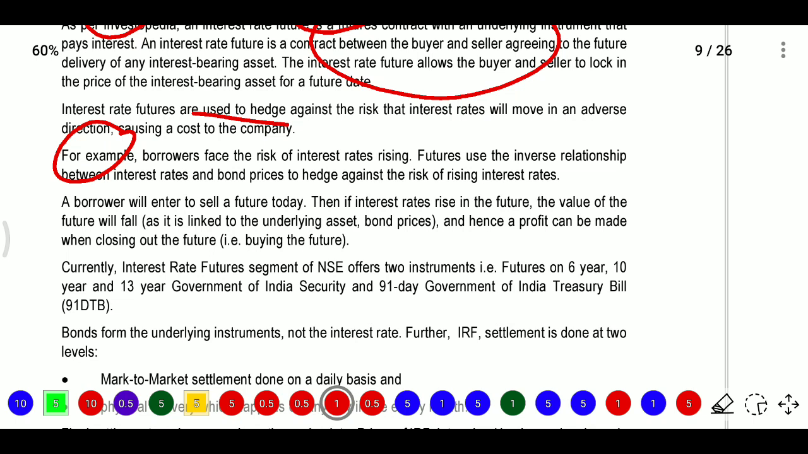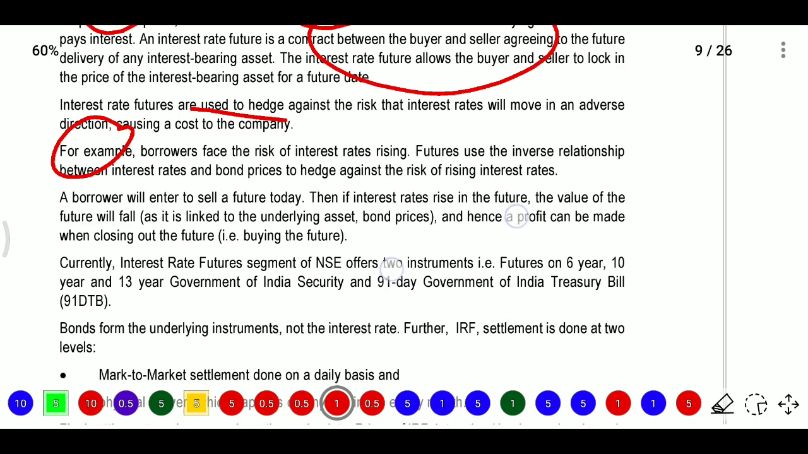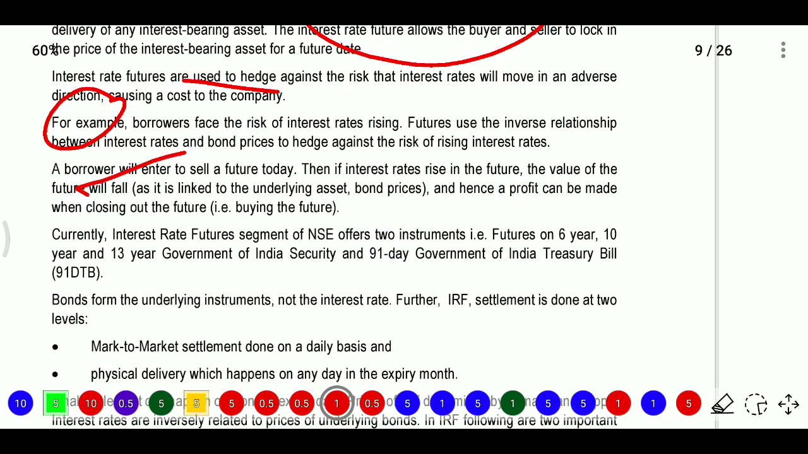So here futures use the inverse relationship between interest rates and bond prices to hedge against the risk of rising interest rates. The borrower will enter to sell a future today. Then if the interest rate rises in future, the value of the future will fall. Here the link will be the underlying asset and the bond price, hence profit can be made when closing out the future.